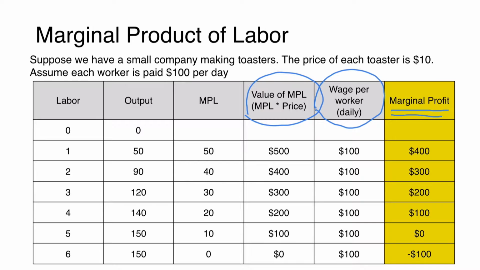So we simply take the value of marginal product minus the wage, and that'll give us the marginal profit. So the first worker contributes $400 to marginal profit, the second $300, the third $200, the fourth $100, and the fifth nothing. So for the fifth worker, what we observe is that the value that he brings to the firm is exactly equal to the cost to the firm of hiring that fifth worker.